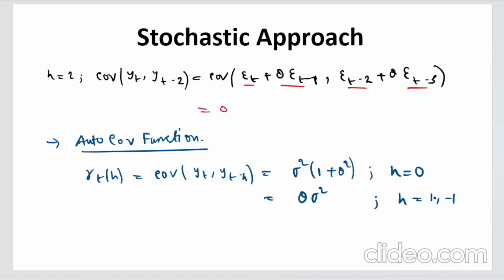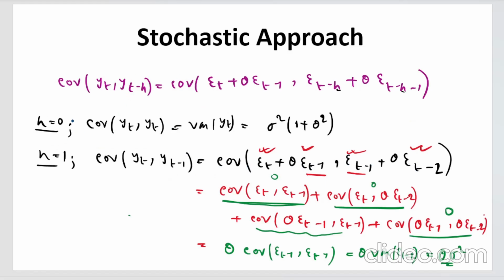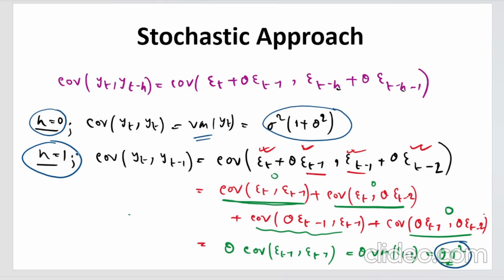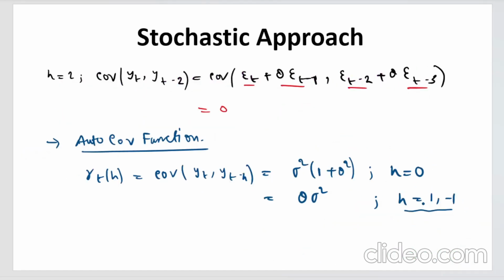When we talk about stationarity of a time series process in the next video, then I'll explain why we are taking this counterpart also. So here we have shown that for h equals 0, this is the expression. This is simply the variance of yt. For h equals 1, this is theta sigma square. And from the stationarity property, we will also show you that h equals 1 and h equals minus 1 will have the same result. Since this is an MA1 process, and any MA process is stationary, this counterpart will also be there. I'll be talking about this in the next video.